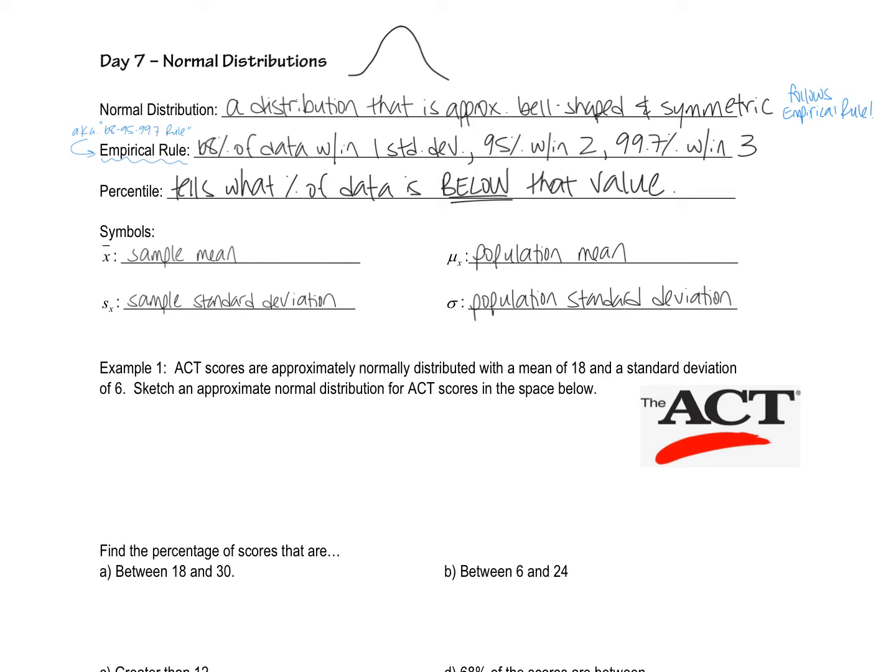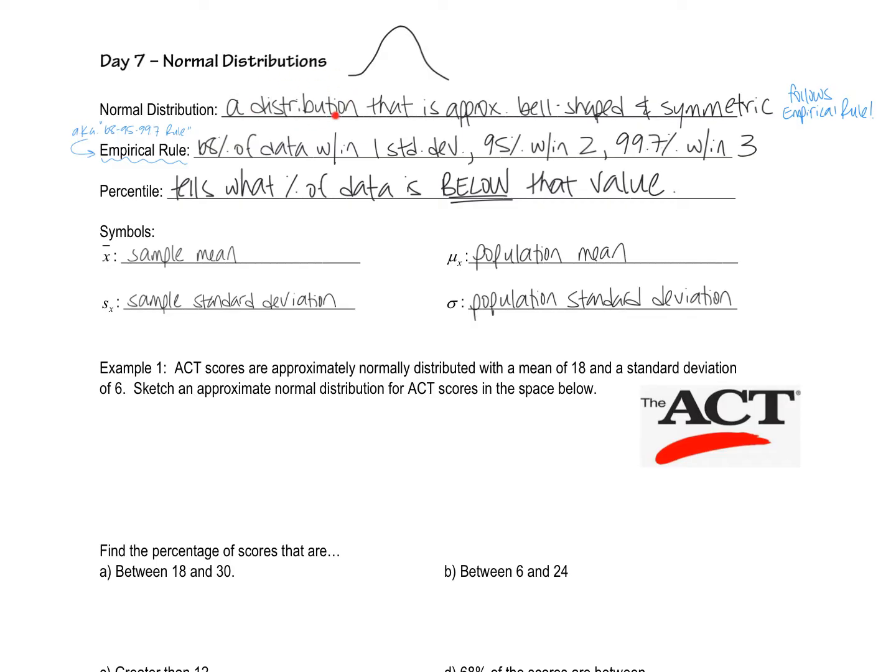Hey guys, second to last day of stats. Today we're going to talk about normal distribution. So we refer to graphs that look like this as normal. And usually we use approximately normal because nothing is ever really perfectly normal. But what it is, is a distribution.